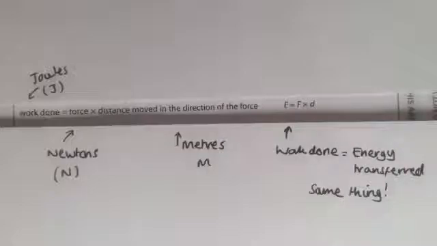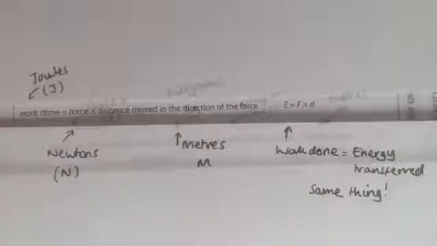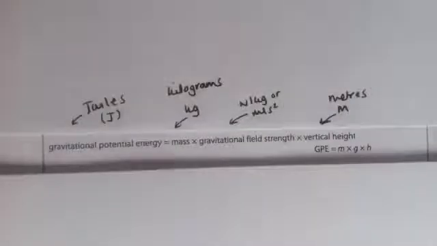Work done is another name for the energy transferred, and that's why they're both measured in joules. By lifting the book up onto the shelf, I need to transfer energy to it to get that work done. Up on the shelf, the book stores gravitational potential energy, also in joules again. Gravitational potential energy can be calculated using the equation mass times gravity times height.